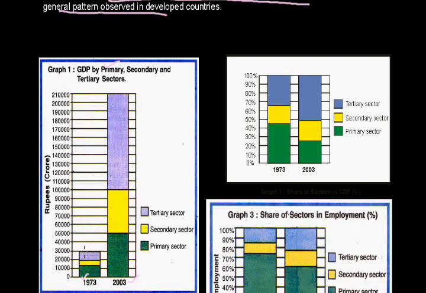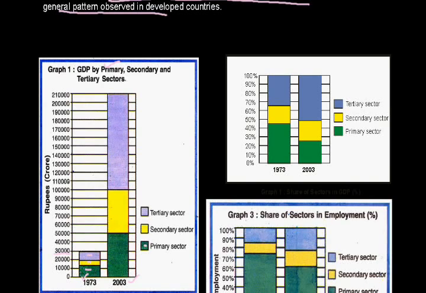You can see the overall contribution of the primary, secondary and tertiary sectors was hardly 30,000 crore rupees, in which the primary sector was contributing the maximum. This color shows the primary. So the primary sector was giving the maximum contribution. Then came the tertiary sector and finally the secondary sector. The secondary sector was contributing the least. But overall, only 30,000 crore rupees was the GDP in 1973.